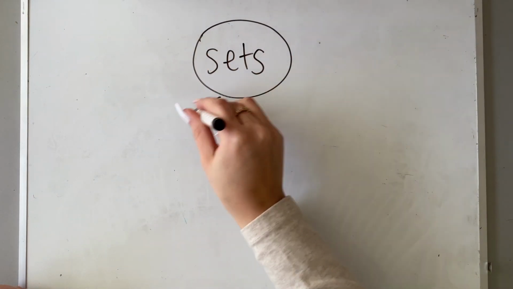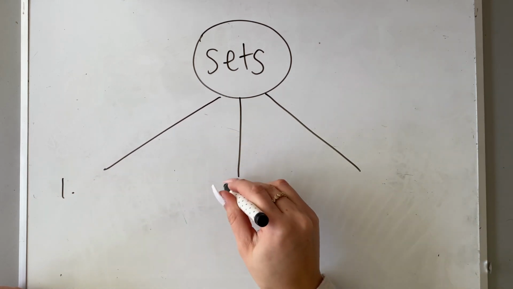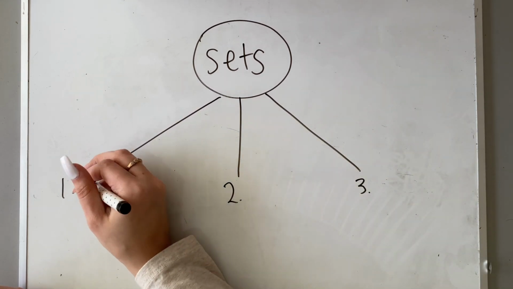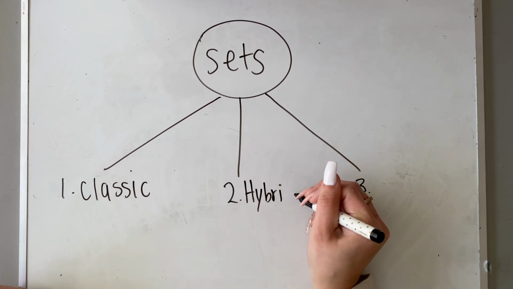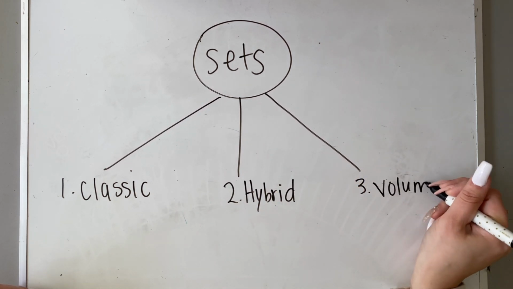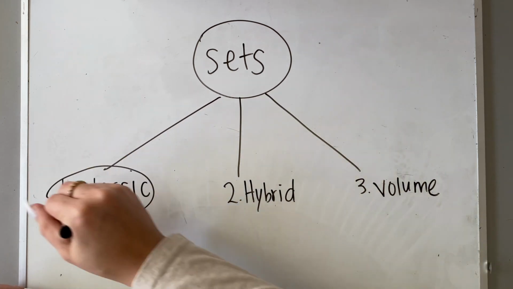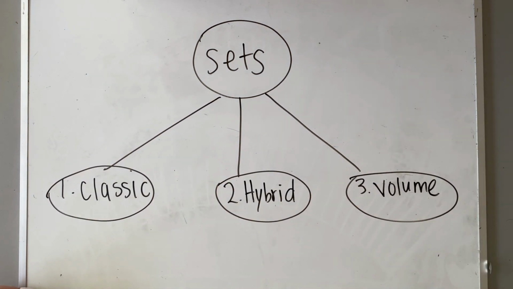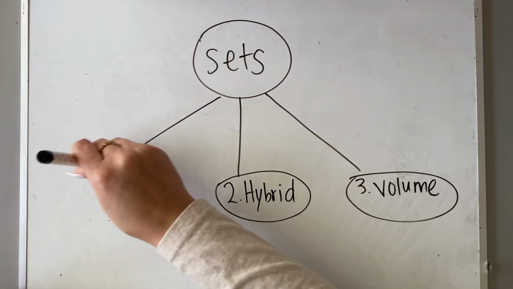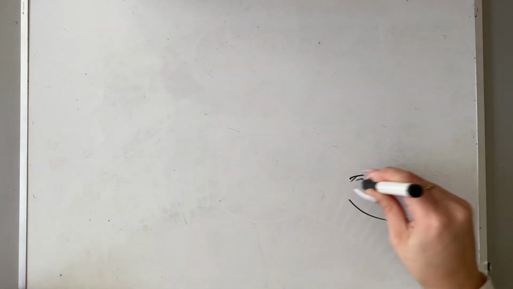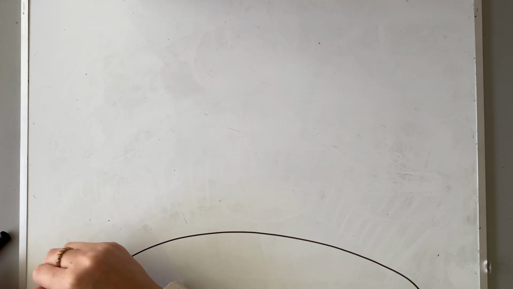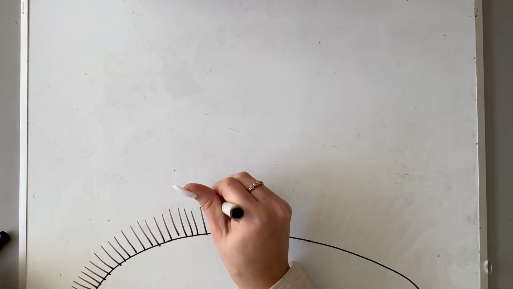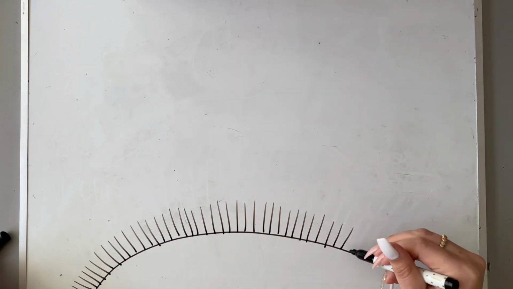Now, as I mentioned, these sets are broken down into three parts. The first one is the classic, the second is the hybrid, and the third is a volume set. And to further understand all three of these, let's begin with the explanation. So we are going to start by drawing our eye. Mine looks a little weird, but just bear with me. And we are adding all of these natural eyelashes.